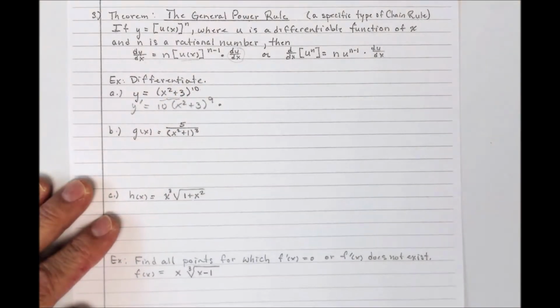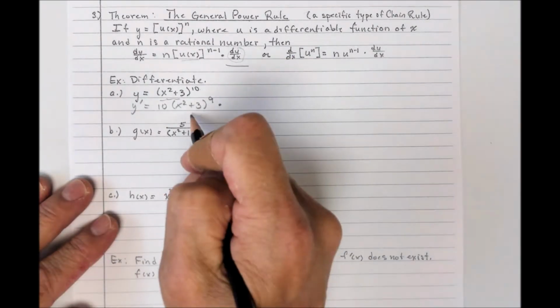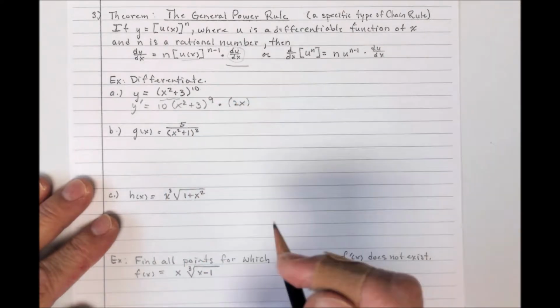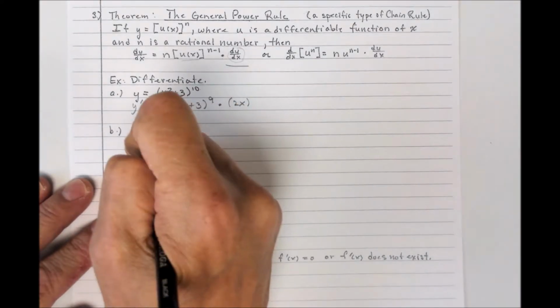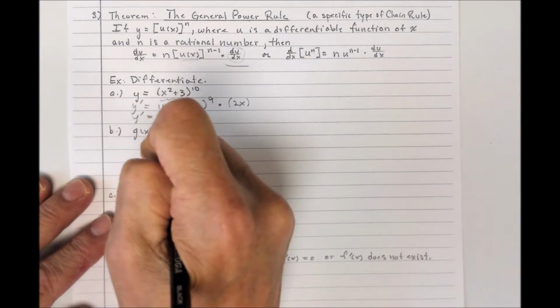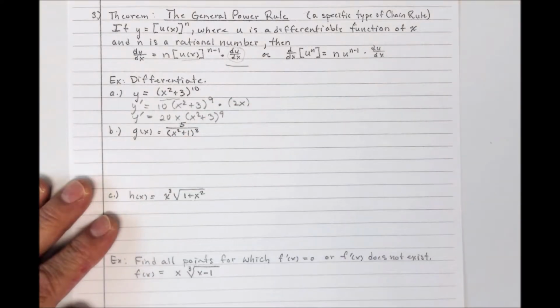That's the first link in the chain. This is the second link. I have to take the derivative of the inside function. That would be 2x. I don't think I'd leave my final answer this way. 2x times 10 is 20x times the quantity x squared plus 3 to the 9th power. Certainly don't want to expand that.